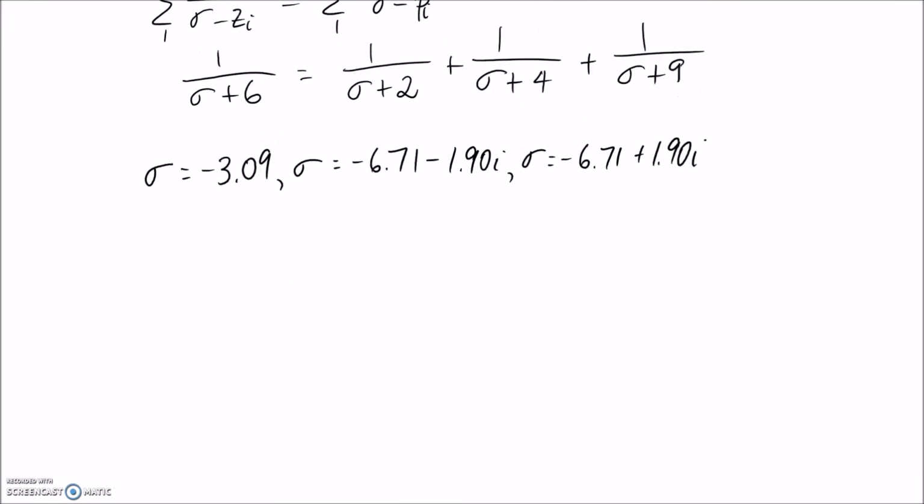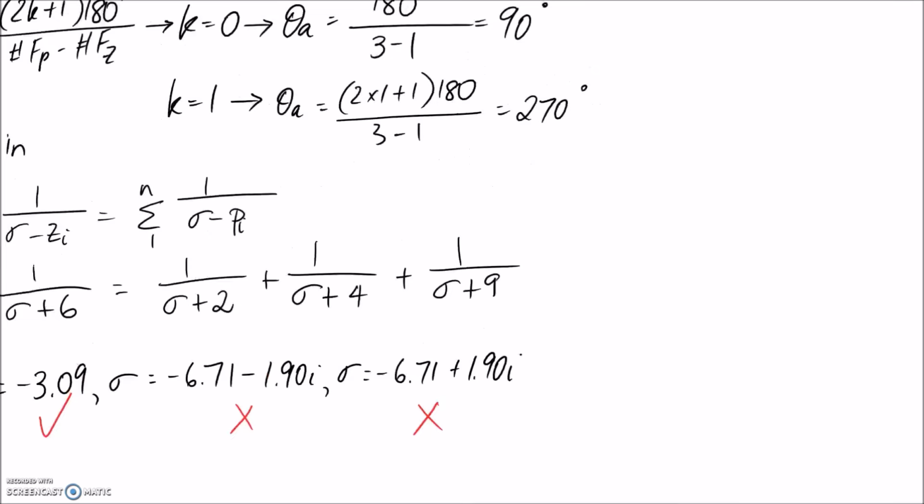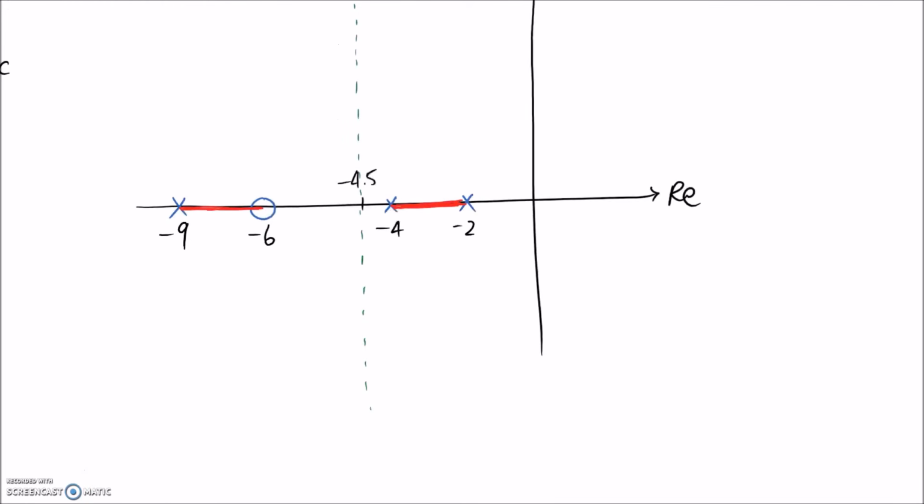So if we pop that back down, this is the one that's going to make sense. It's between -2 and -4 on the real axis. These ones don't make sense, so we can discard them. So let's go back up here and mark in. So we'll say about here is our -3.09. So that's where it's going to break out of our axis.